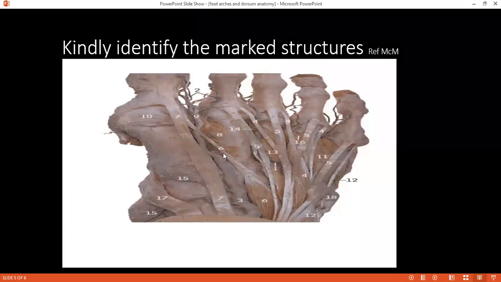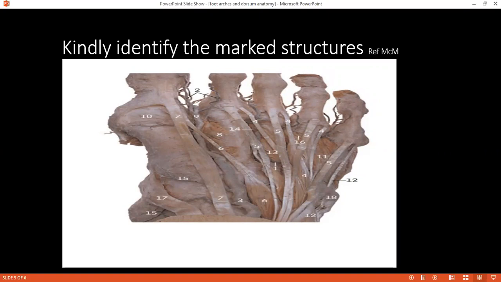6 is here, going to the second toe, and then it's starting from here. Which muscle could it be? Sorry, I can't identify. Sorry, I've not done the muscles. Can you tell the 12? 12 is... I can't. Sorry.